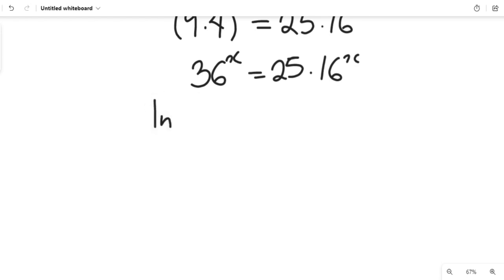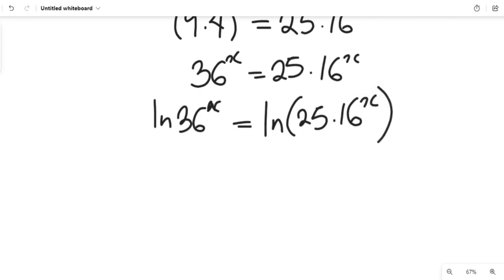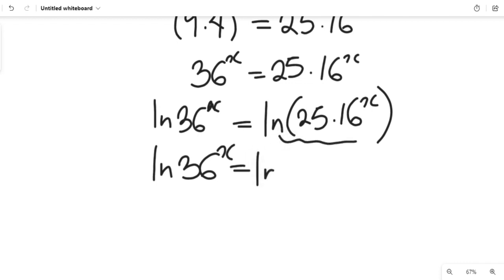We will take the natural log of 36 to the power of x to be equal to the natural log of 25 multiplied by 16 to the power of x. So this will give us the natural log of 36 to the power of x equal to, remember the product law of logarithm, we are going to apply it here. That law permits us to separate these two logarithms. That will be the natural log of 25 plus the natural log of 16 to the power of x.